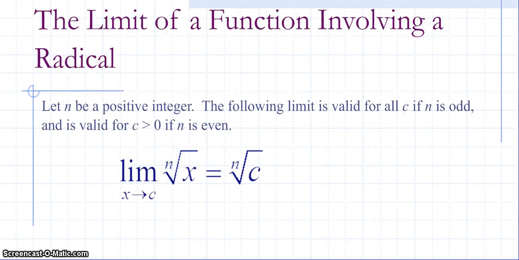Next, again, just another property on your sheet. The limit of a function involving a radical, so let n be a positive integer. The following limit is valid for all c if n is odd, and is valid for c greater than 0 if n is even. So the limit as x goes to c of the nth root of x is the nth root of c. Again, that should make sense.